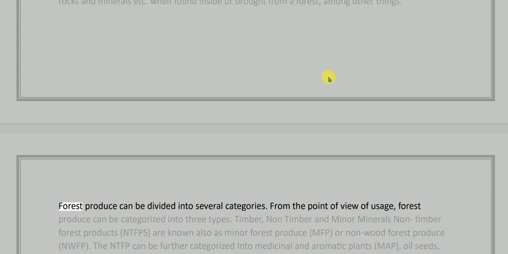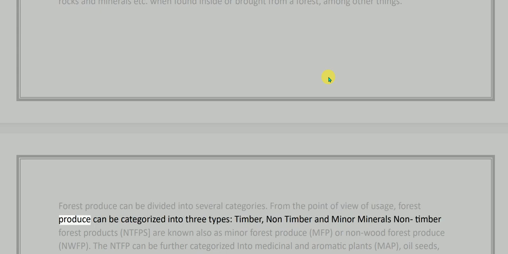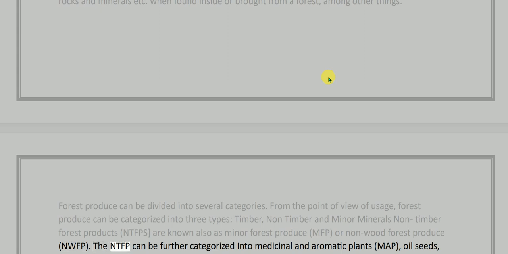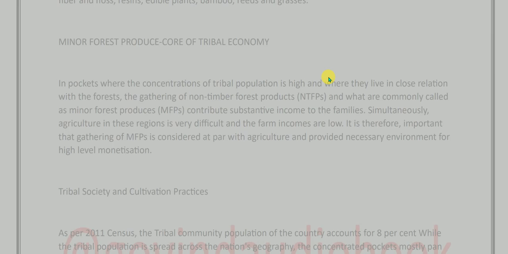Forest produce can be divided into several categories. From the point of view of usage, forest produce can be categorized into 3 types: timber, non-timber and minor minerals. Non-timber forest products, NTFPs, are known also as minor forest produce, MFP, or non-wood forest produce, NWFP. The NTFP can be further categorized into medicinal and aromatic plants, MAP, oil seeds, fiber and floss, resins, edible plants, bamboo, reeds and grasses.